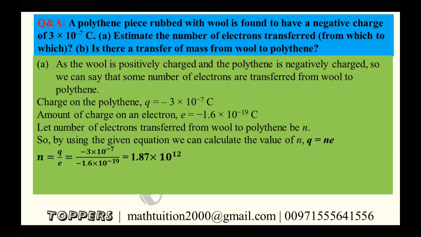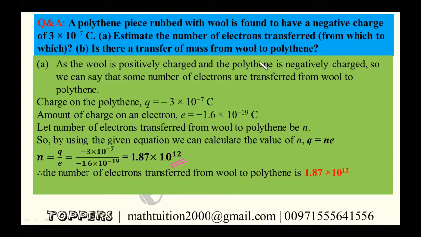So that is equal to, total charge is already given, negative 3×10⁻⁷. That has to be divided by charge on one electron, that is negative 1.6×10⁻¹⁹. So the answer will be 1.87×10¹². So 1.87×10¹² electrons transferred from wool to polythene. Therefore, the number of electrons transferred from wool to polythene is 1.87×10¹². Now, B part. Is there a transfer of mass from wool to polythene?